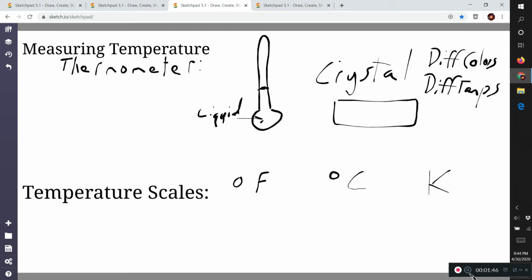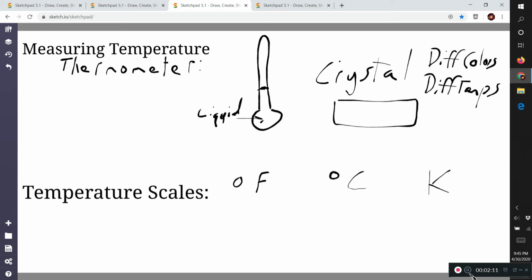So the first thing to note is that degrees Celsius is based off the boiling and melting points of water. Kelvin, which we don't say degrees Kelvin, is based off of absolute zero. And Fahrenheit is based off the freezing and boiling of a very specific mixture of water and salt, which is a weird basis for how that works.